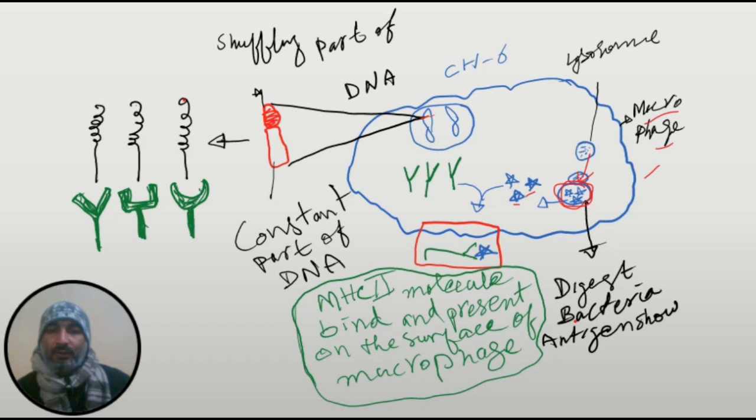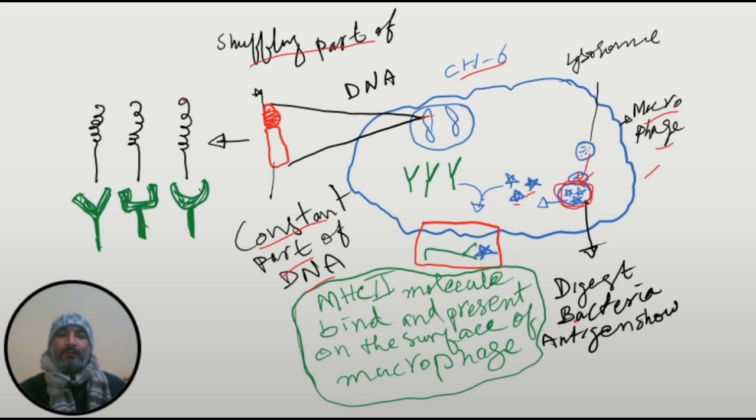And this is one part of the story. The other part of the story is that the macrophage has a nucleus, and on chromosome number 6 there is a gene. You have special DNA: one is shuffling DNA and the other is the constant part of DNA.